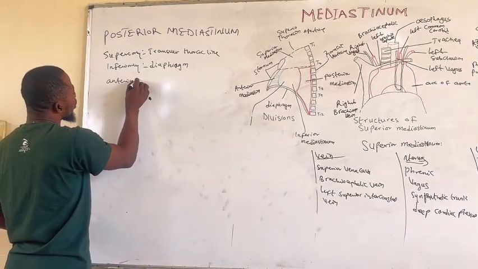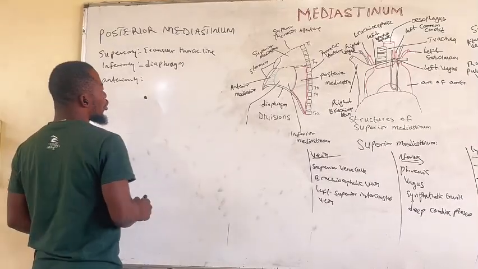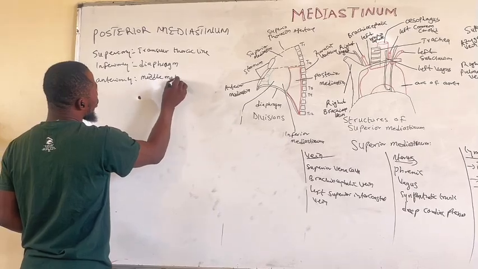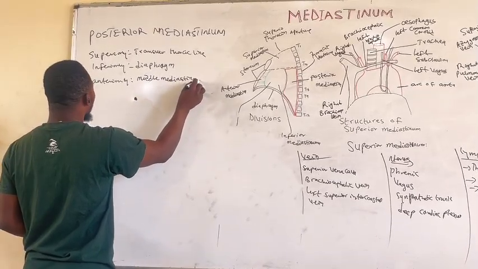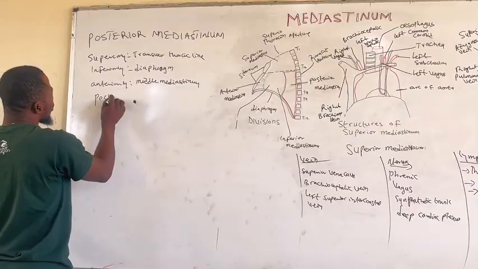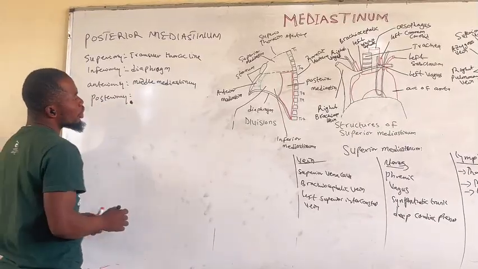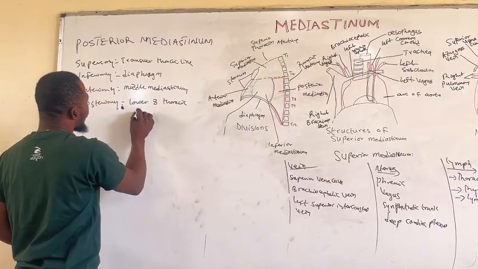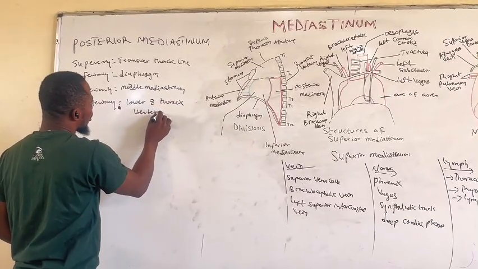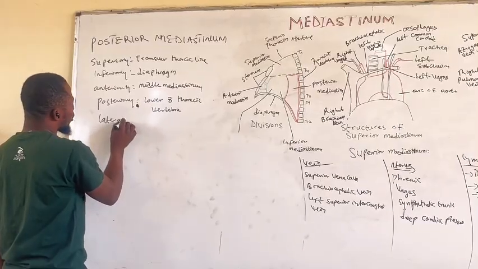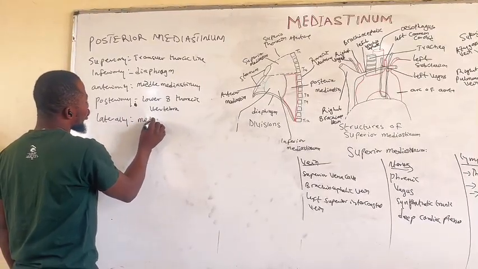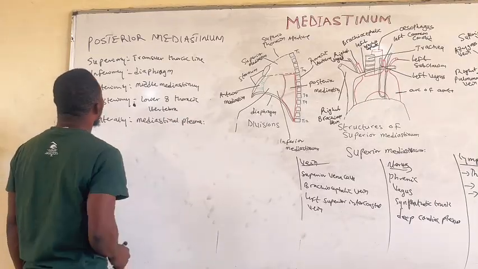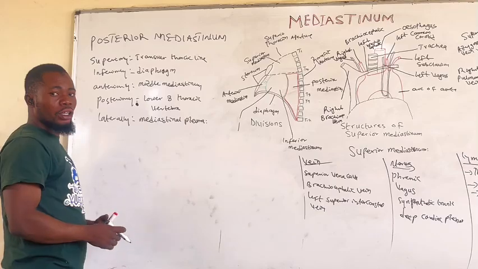Anteriorly by the middle mediastinum. And posteriorly by the bodies of the lower eight thoracic vertebrae, and laterally by the mediastinal pleura. So these are the boundaries of the posterior mediastinum.